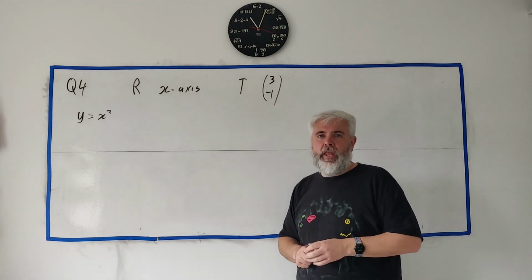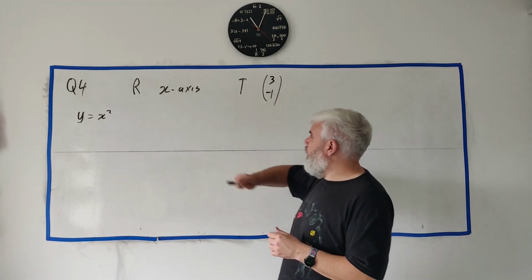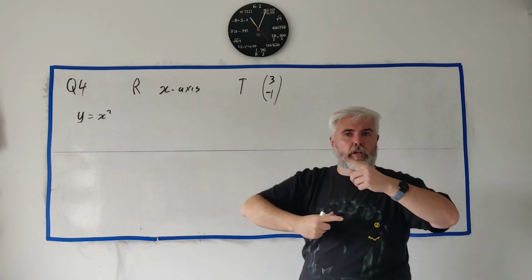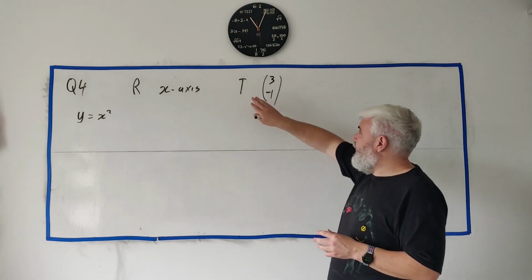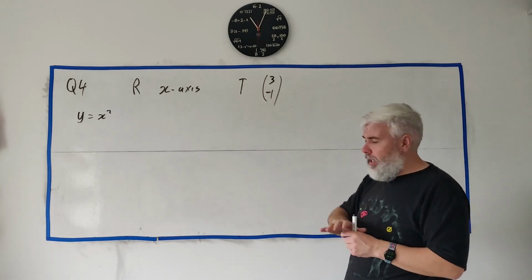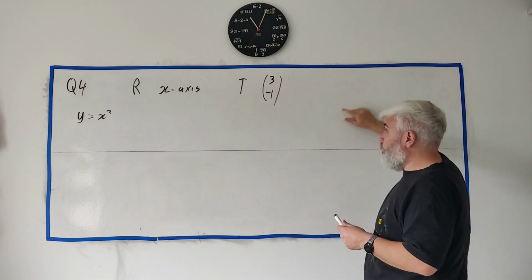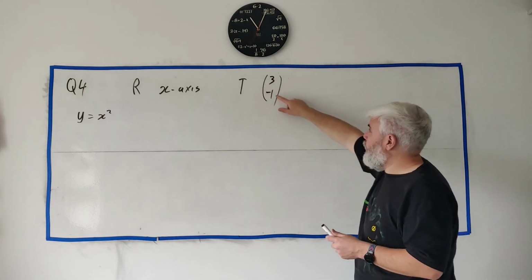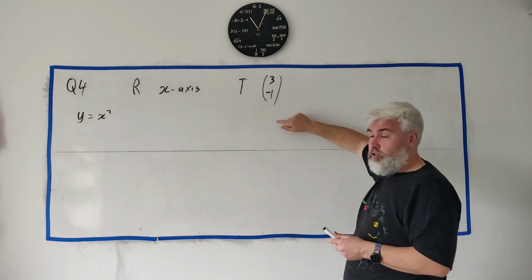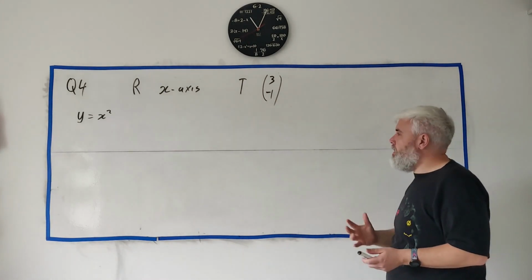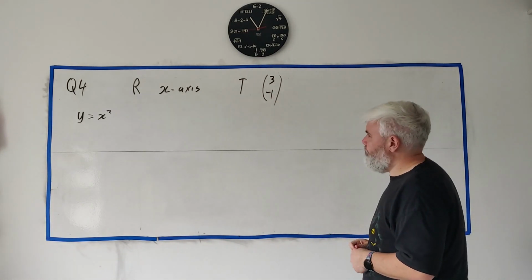Okay, with that said, this question tells us there's a transformation R. R is a reflection in the x-axis. And they tell us T, and T is a translation. Basically this means we're going to move something in x to the right 3, and we're going to move it down 1. So in the x-axis we're going plus 3, that's right 3. And in the y-axis we're going minus 1, that's down 1.